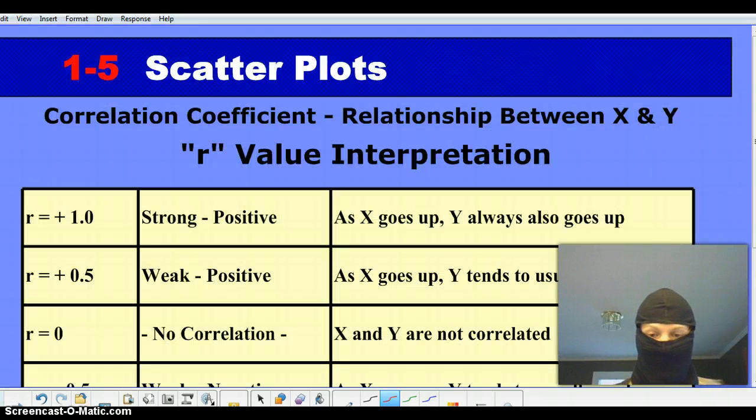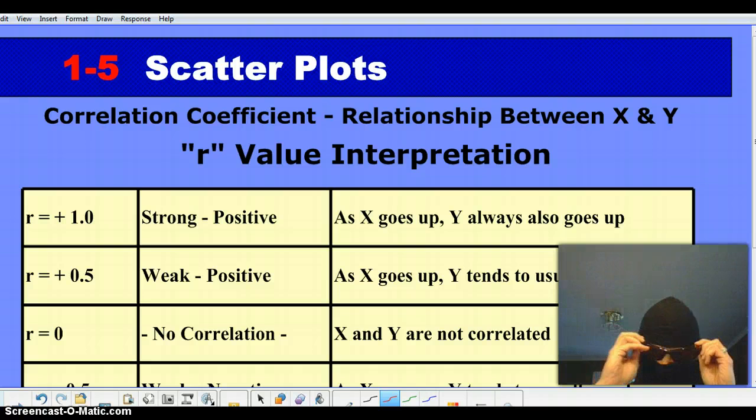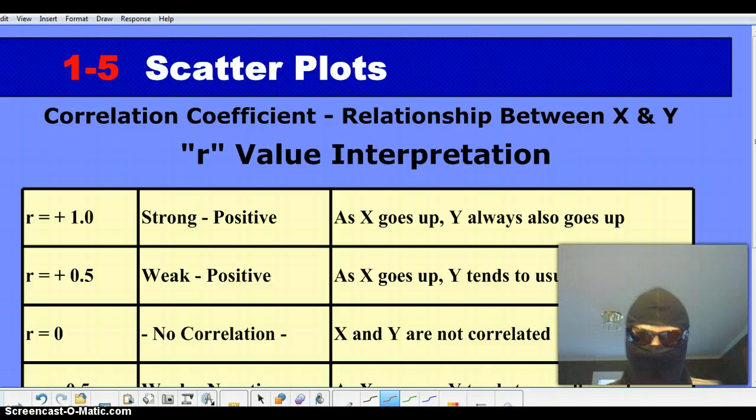Okay, and after you get that copied down, tomorrow we're going to spend some time trying to find a thief. There's a thief in our room. It could be me, or it could be you. But we're going to use scatterplots to find out who this thief is based on our evidence. We'll find out tomorrow.